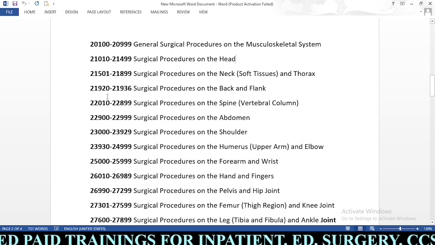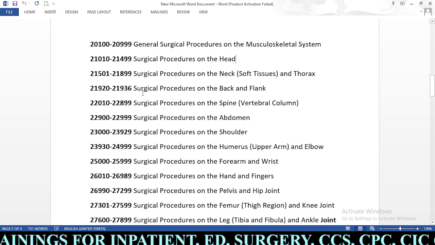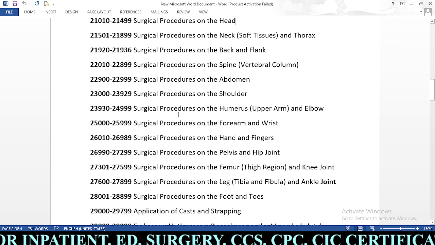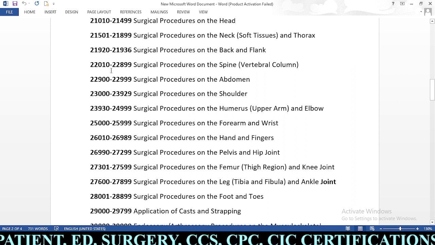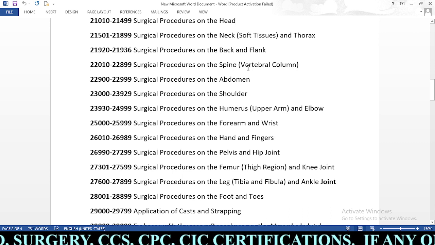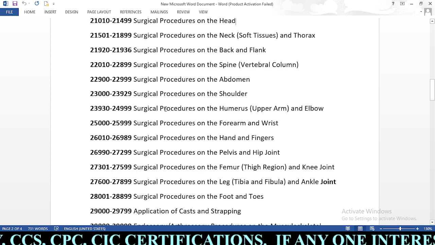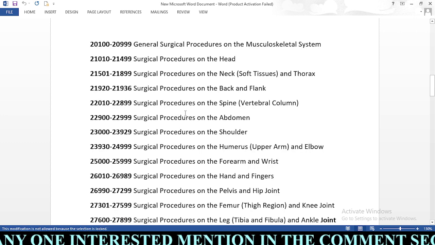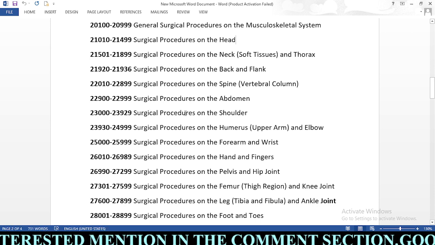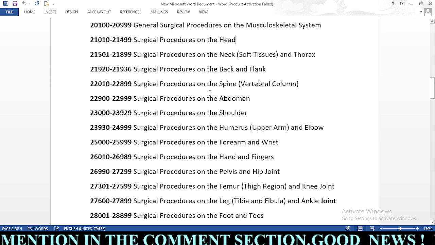And 21,920 to 21,936 includes surgical procedures on the back and flank. And also 22,102 to 22,899 includes surgical procedures on the spine, the vertebral column, and the remaining rows follow. As you see here, in the musculoskeletal system, CPT codes are divided based on the body part which occurs first.